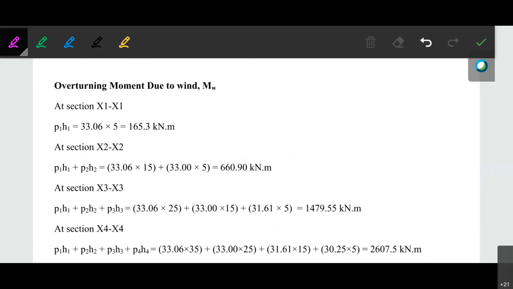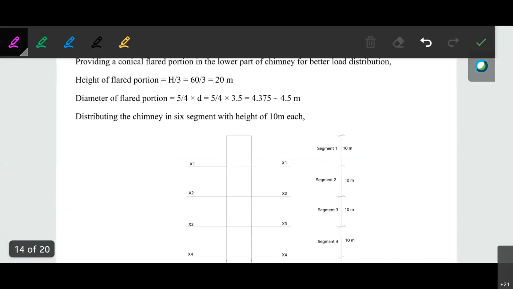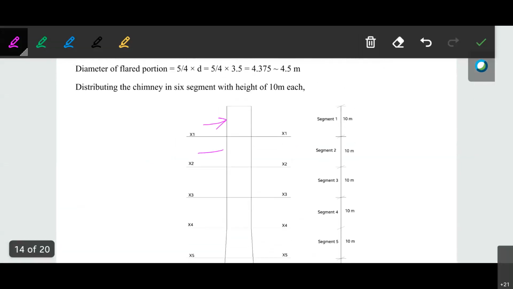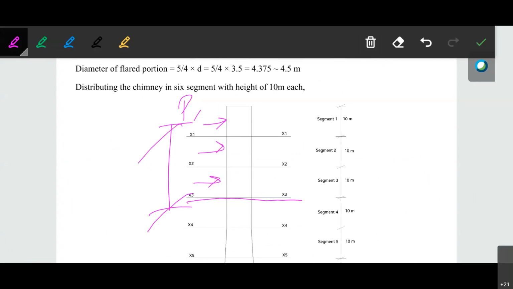Okay, similarly for the x3 section, again the moment of the particular... whatever section you have, you have to consider its movement. For the x2 section, again the particular p1 multiplied by the h1, that is the distance. Then p2 multiplied by the distance, again p3 multiplied by the distance.